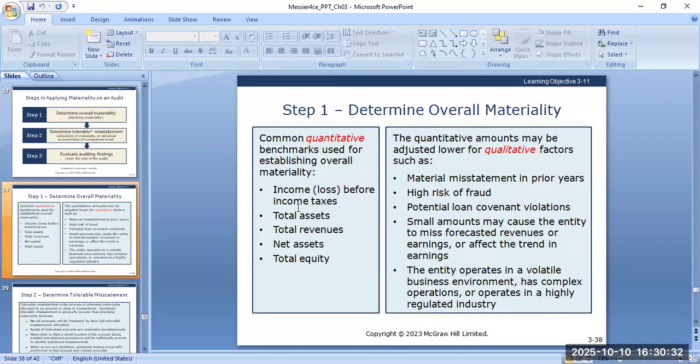Now, what if the company is having a loss? What are we going to do in that case? Obviously, on a loss, you cannot use it to establish the overall materiality. So what you have to do is go to the next one. First one will be income before income taxes. Second one will be total assets. If the total assets is not appropriate for some reason, then you're going to move to the total revenue.